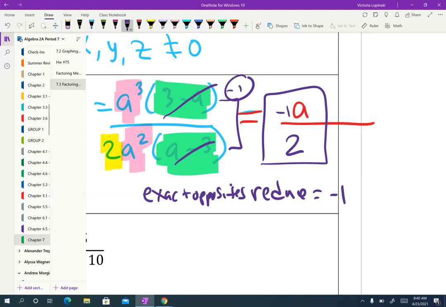In terms of my restrictions, my restrictions in this case are on the a values. So if I look at this, a cannot equal 0. And if I look at this, a cannot equal 3.